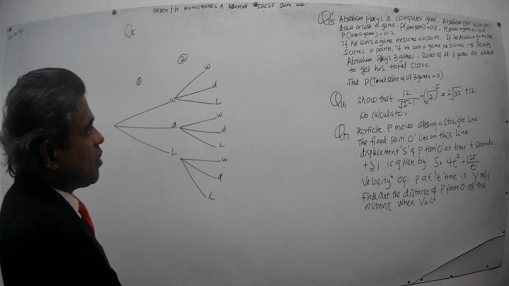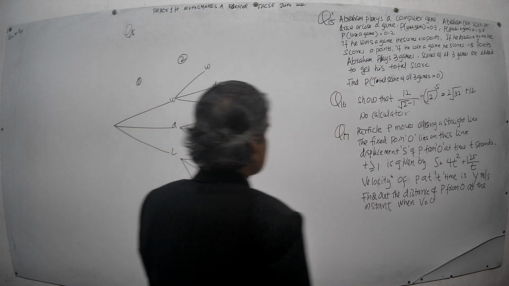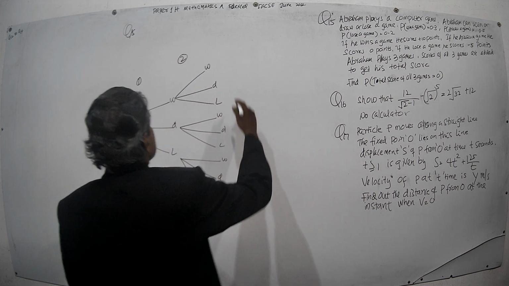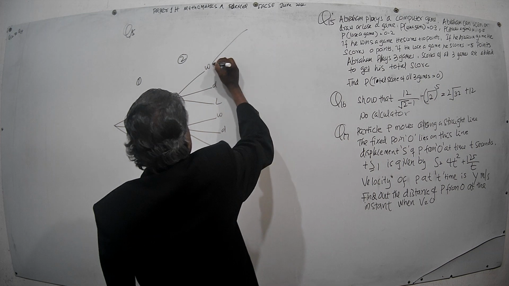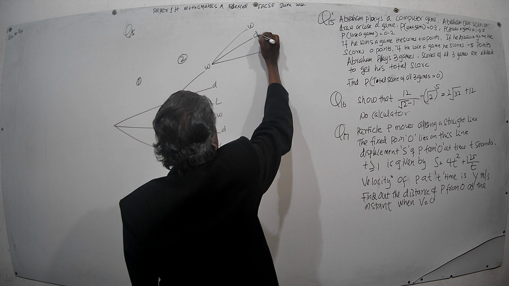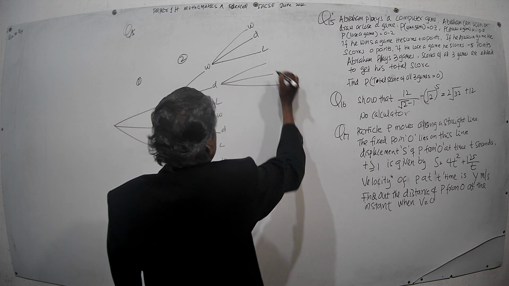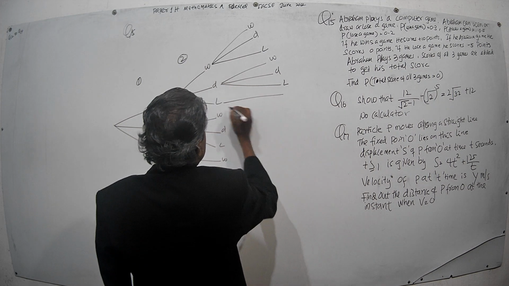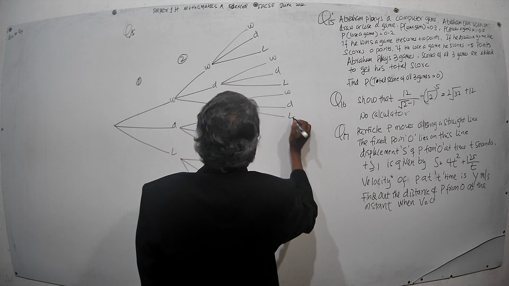Then he plays another game, 3 games in total. Game 3: here he can win, lose or draw. Win, draw, lose. This one win, draw, lose. Win, draw, lose.